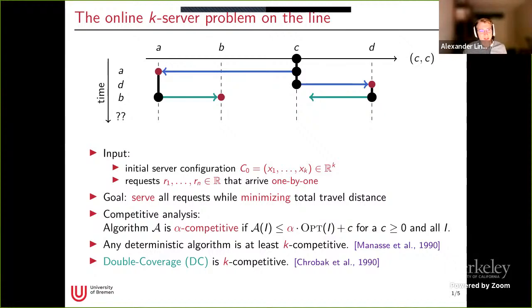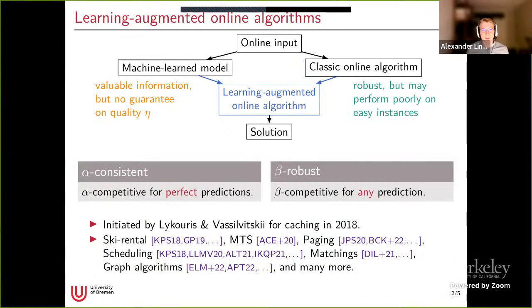Okay, now our goal is to design a learning augmented online algorithm for the online k-server problem on a line. So what we have seen so far is an online problem with some online input, a sequence of requests. And we've also seen a classic online algorithm like double coverage, which solves this problem. And this algorithm has a competitive ratio, which means that it is robust against any input. But the thing is, it maybe performs poorly on easy instances or in special scenarios.